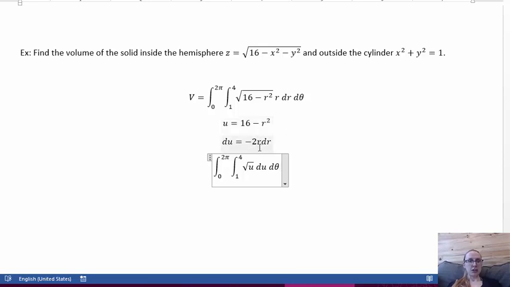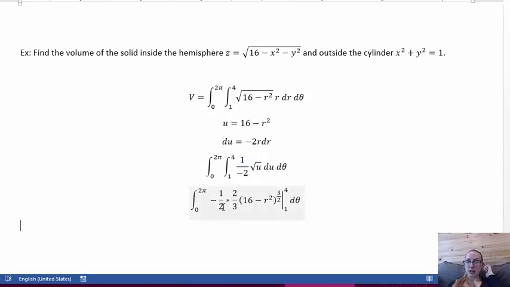My du would be a negative 2r dr, and that means I need a negative 1/2 factor in here. Once I plug everything in, the r's will cancel. And so I have a negative 1/2 root u for my antiderivative. Right, so here's my antiderivative. I've got the negative 1/2 from the u substitution. Doing the power rule, I get a 2/3 and then a u to the 3/2 power, and then I put my u back in here.